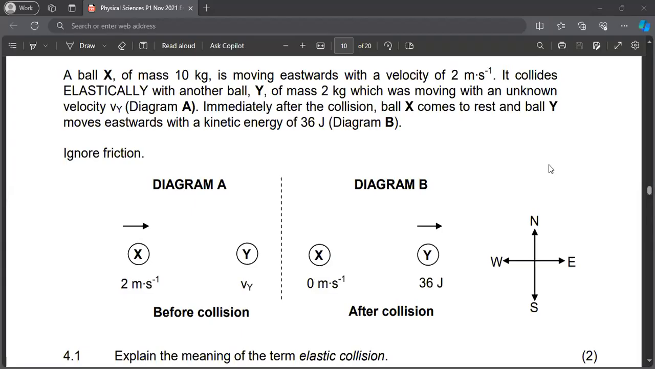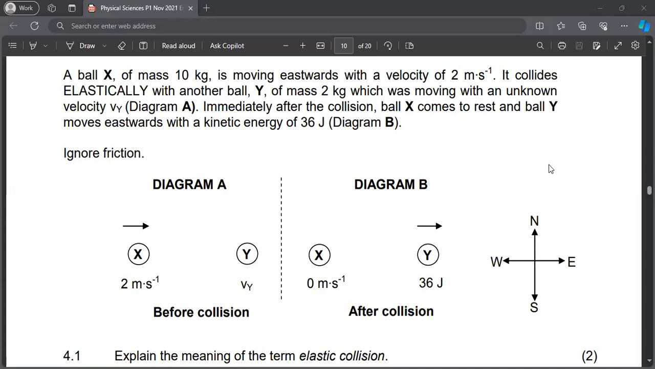So we still pay special attention to momentum and impulse. Now let's consider the statement. It says a ball X of mass 10 kg is moving eastwards with a velocity of 2 meters per second. It collides elastically with another ball Y of mass 2 kg, which was moving with an unknown velocity, Vy, as we can see in diagram A.